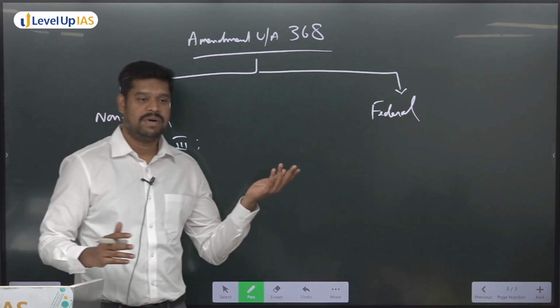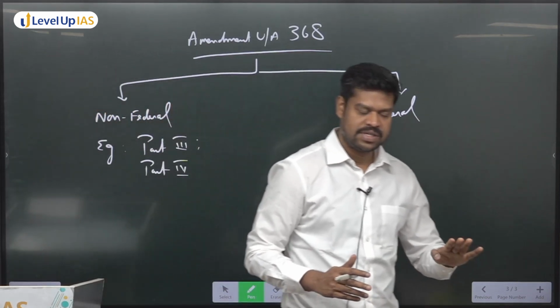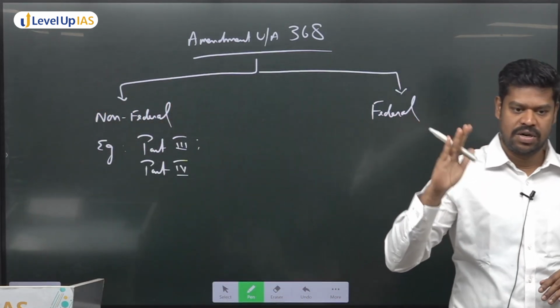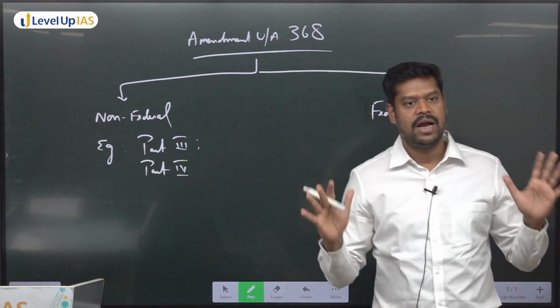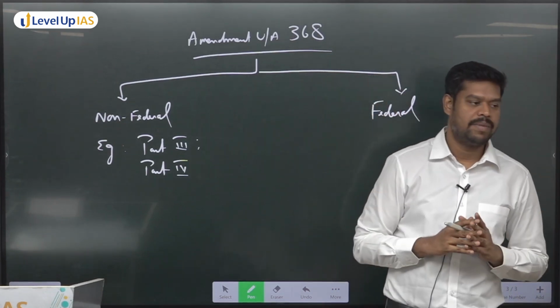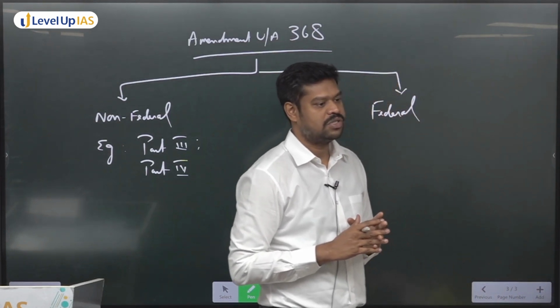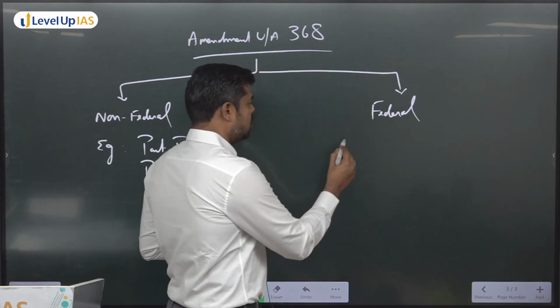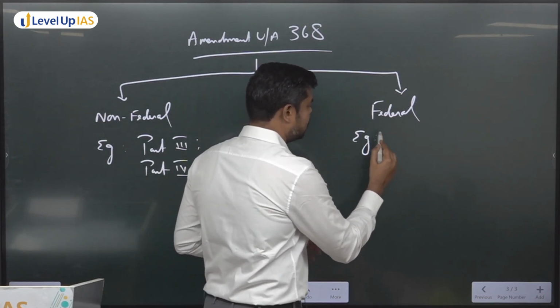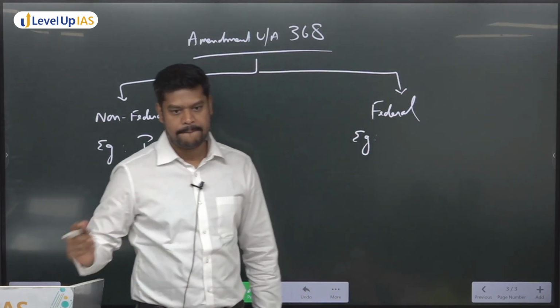It may increase the power of the center, it may decrease the power of the center, or it may increase the power of the states, or it may decrease the power of the state. In all these cases, they are considered to be amendment to what? Amendment to the federal provisions of the constitution. So can you give me an example of the amendment to the federal provisions of the constitution?